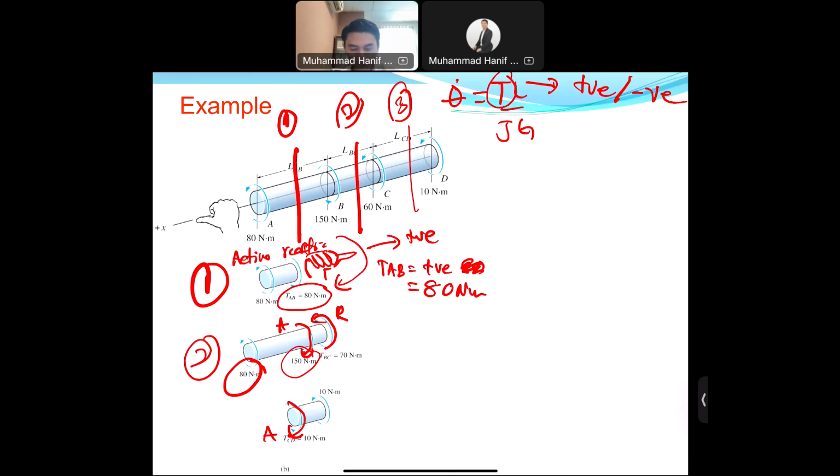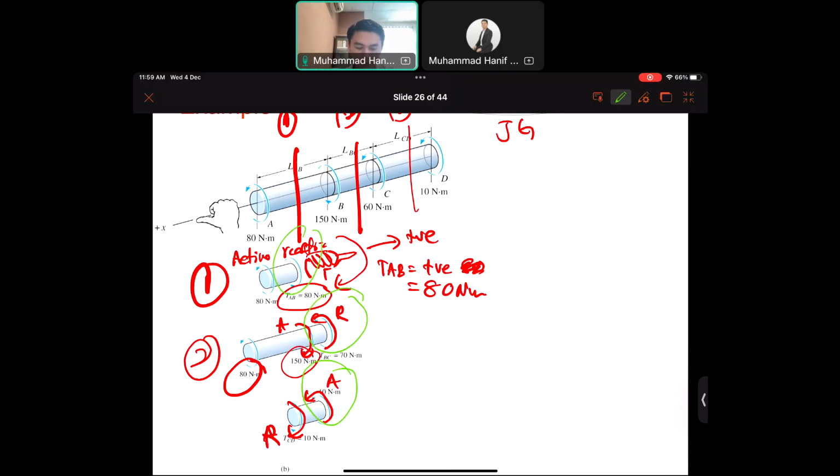We go to number 2. For number 2, we apply the equilibrium system to get TBC. This is straightforward, using moment equal to 0. In the end, if you use moment equal to 0, you will get TBC of 70 Newton meter. That is the value.